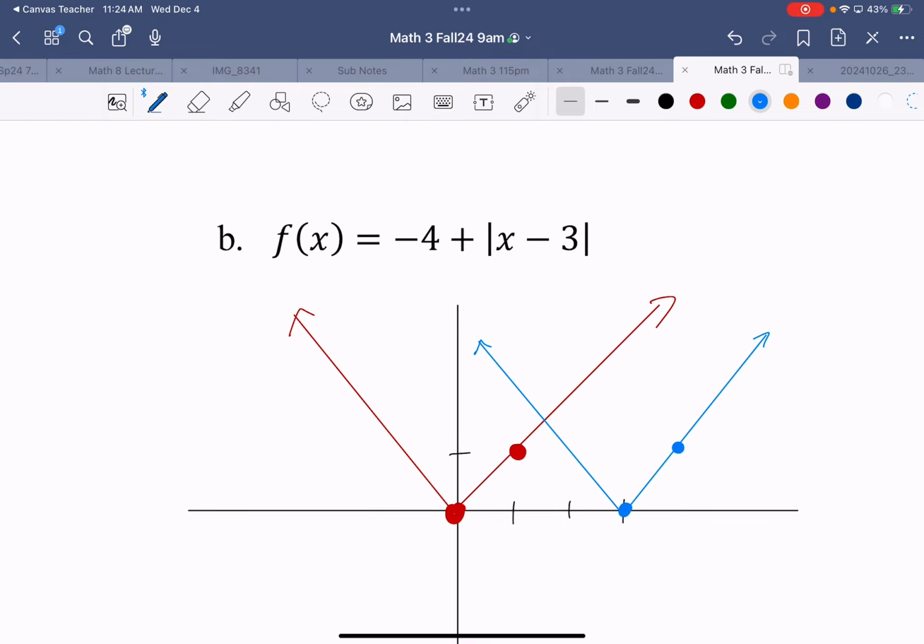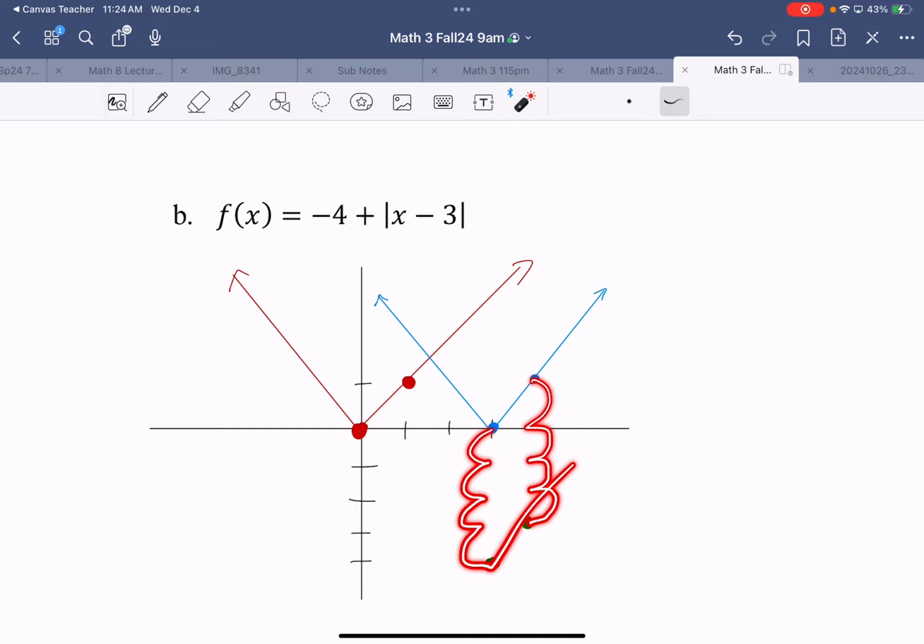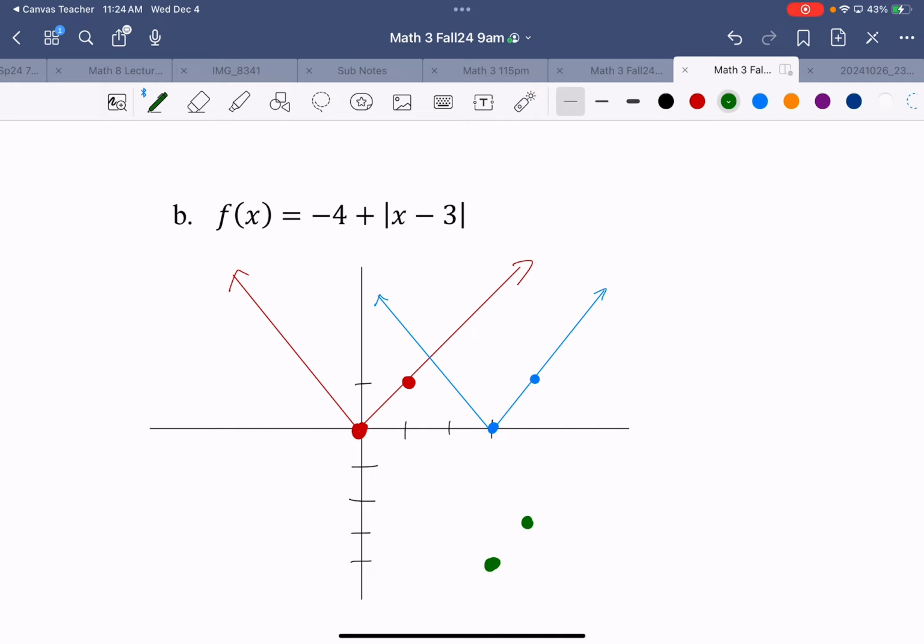Absolute value. And then there's nothing multiplying outside. And then this brings it down 4. 1, 2, 3, 4. So this point is going to be here at 4. The next point is right next to it. Because look, I'm just going down 1, 2, 3, 4. 1, 2, 3, 4. Same points, same graph.